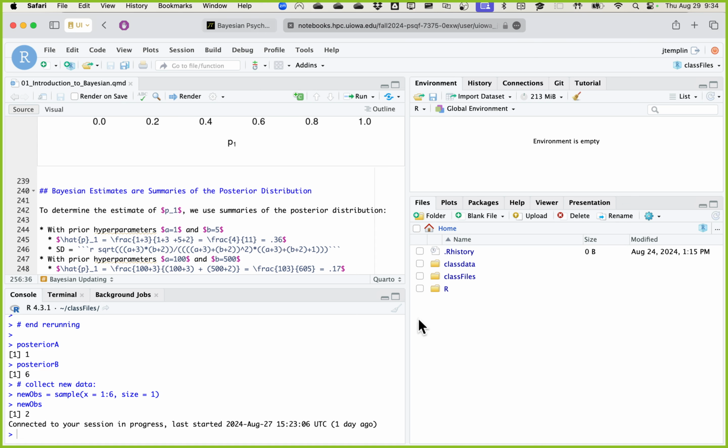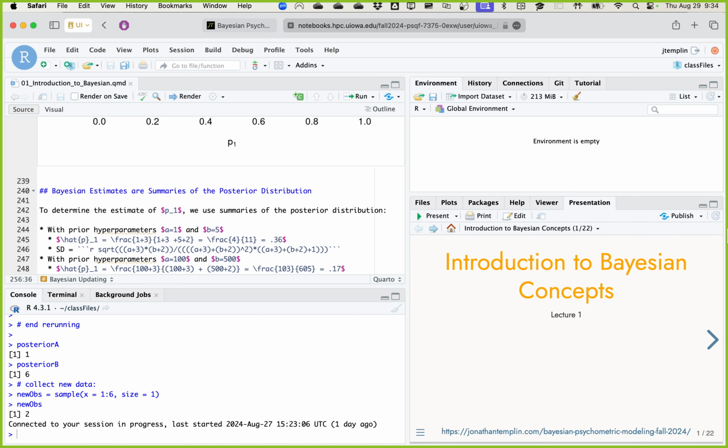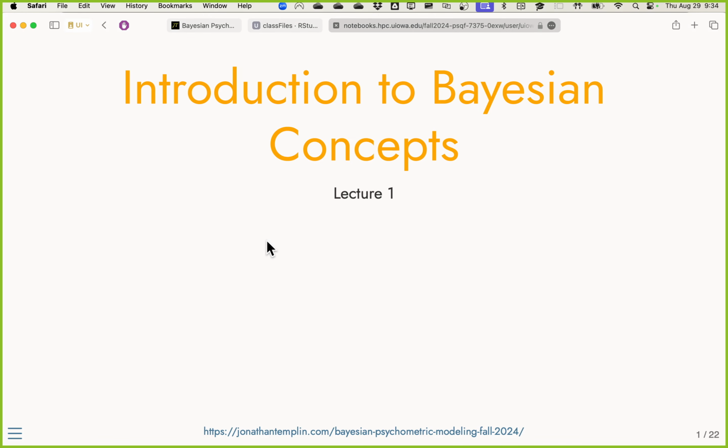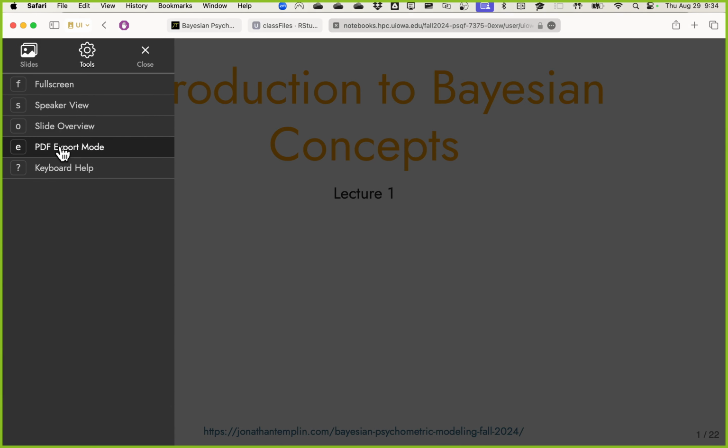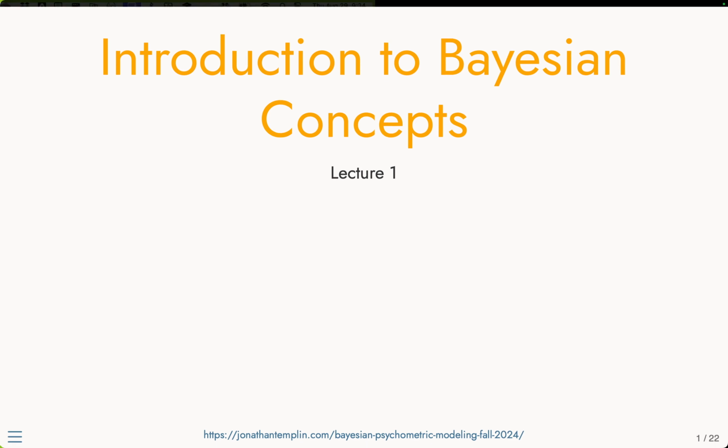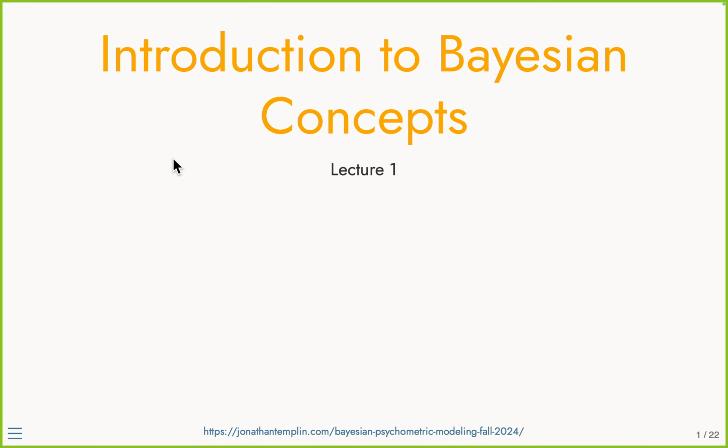All right. Well then, let's get to it. I'm going to make this full screen. Once again, if you wanted to make a PDF of this, under the menu here, under Tools, there's the PDF export mode. But here, I'll dive in.